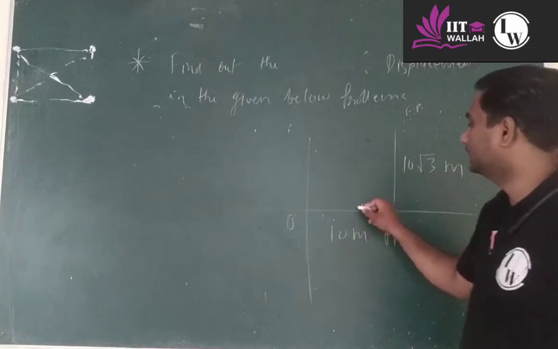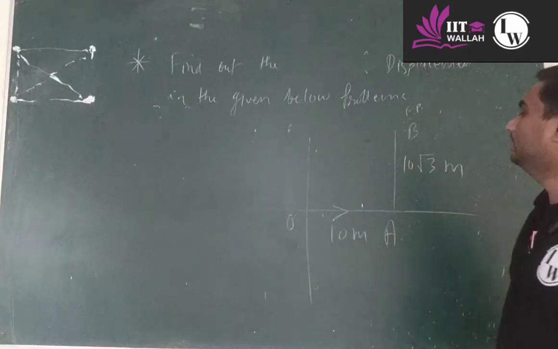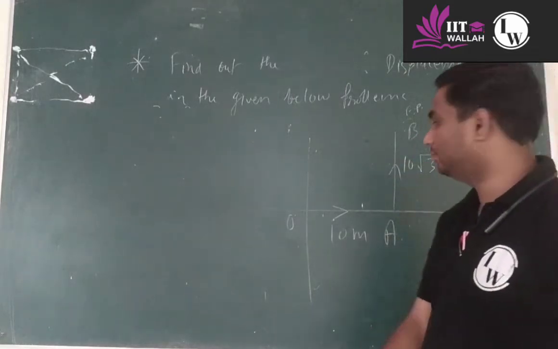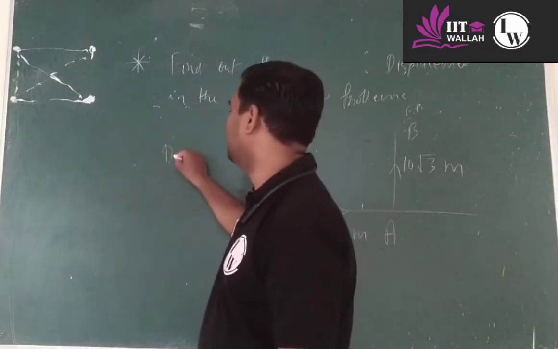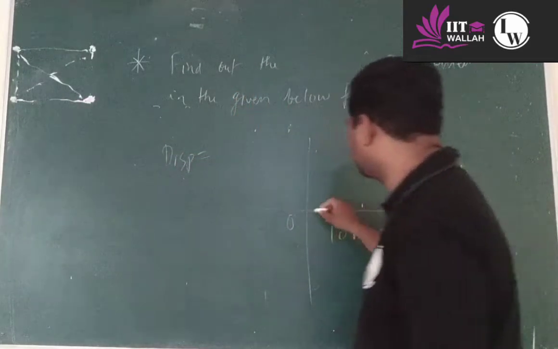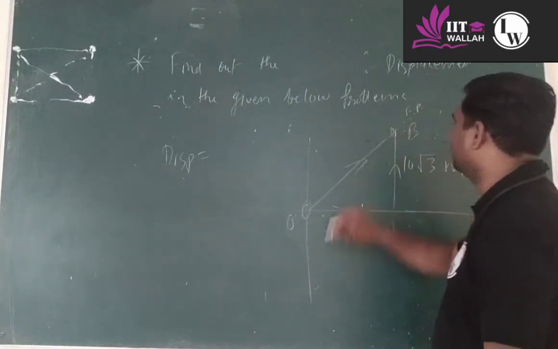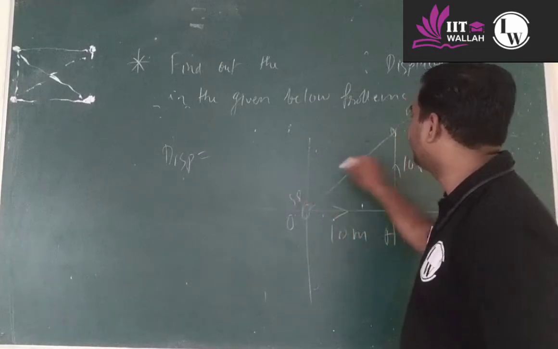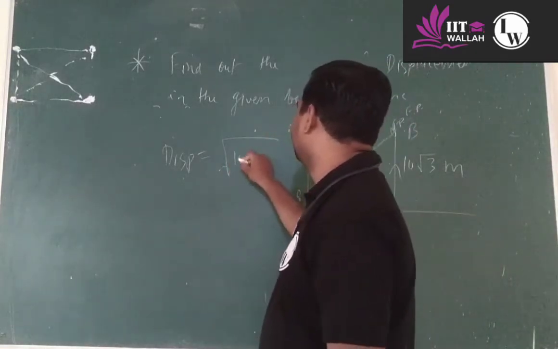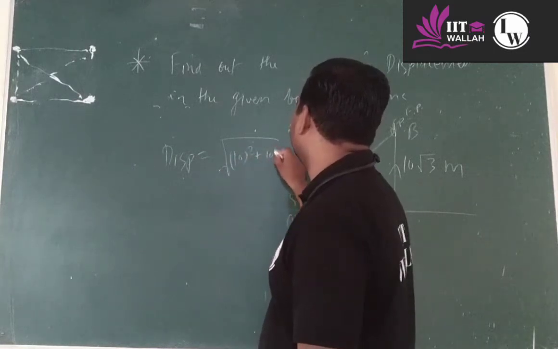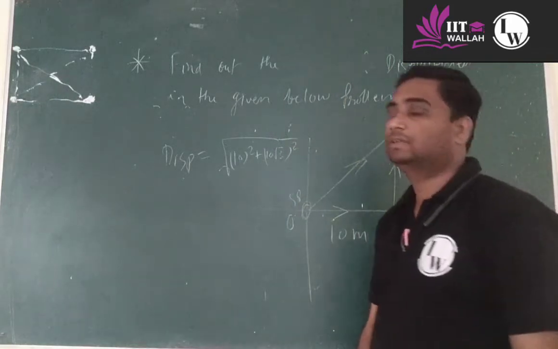The person travels from O to A and then A to B. Now we have to find the displacement. Displacement will be from the starting point to the final point. So displacement will be the square root of 10 square plus (10√3) square.